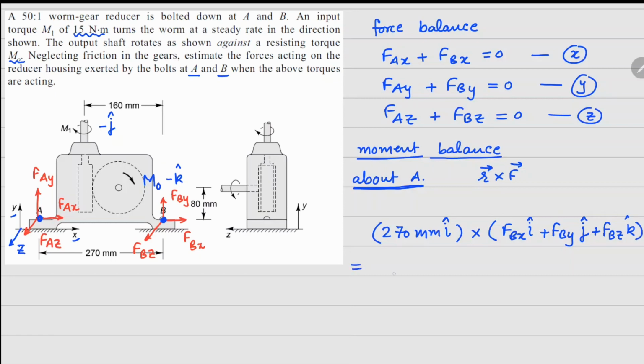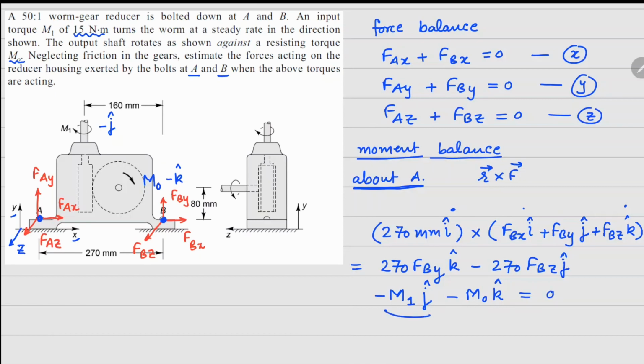So if I do this cross product here, it will be 270 times: i cross i will give you 0, i cross j will give you k cap, and i cross k will give you minus j cap. In addition to this, we have these 2 moments, which are your M1 acting in the minus j cap direction and your MO acting in the minus k cap direction. So the overall moment is going to be this total here, which needs to equal 0.